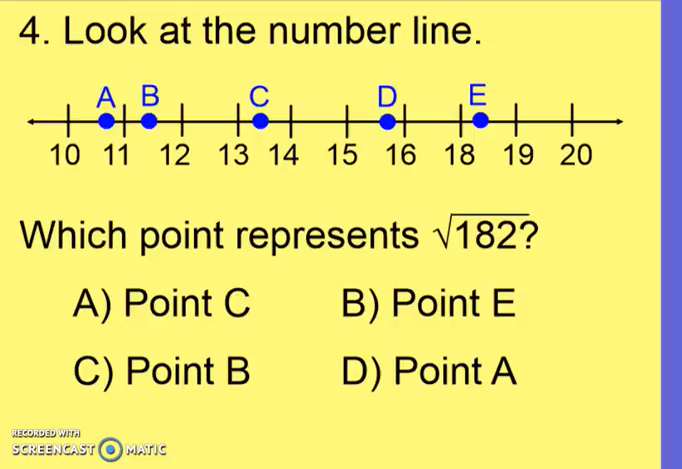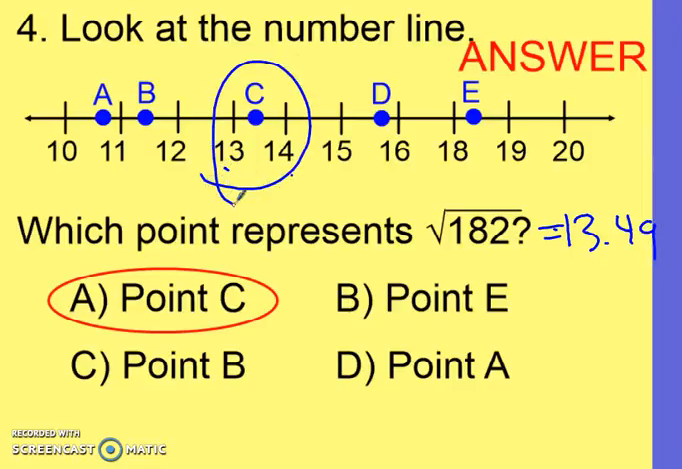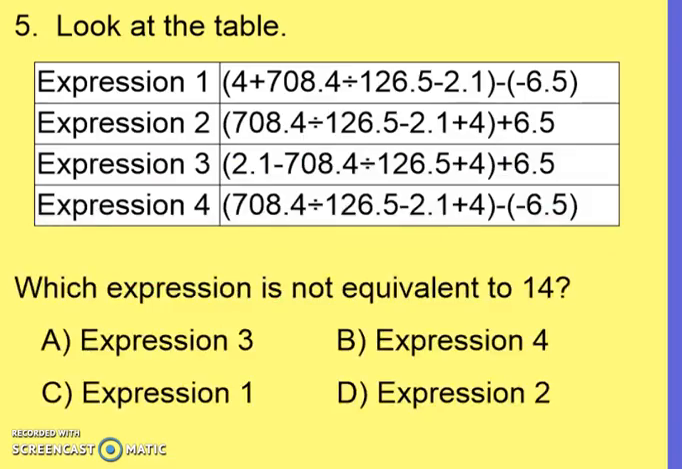And the answer is A. So point C. So if you take the square root of 182, let me put that in my calculator real quick, you get 13.49. And 13.49 is in between 13 and 14, so it's got to be point C. Next one.